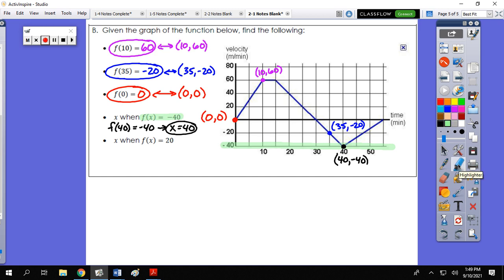Okay, and then we've got for f of x equals 20, that's right here. There are 2 points that fit that description, there and there. And one of them is not as easy to identify as the other. Okay? This point here is 25, 20, so that's an easy one. f of 25 is equal to 20, means x is 25 is one answer.